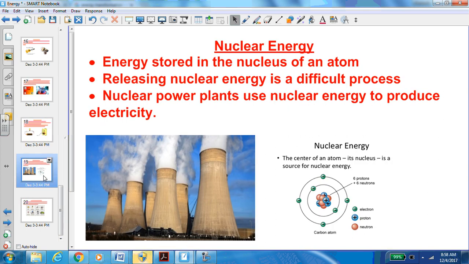Another way that you can produce electrical energy is through nuclear energy, which is a very difficult process because it requires accessing the energy that's stored in the nucleus of an atom. It is a very difficult process to access that energy in the atom. However, it can be used to produce electricity.